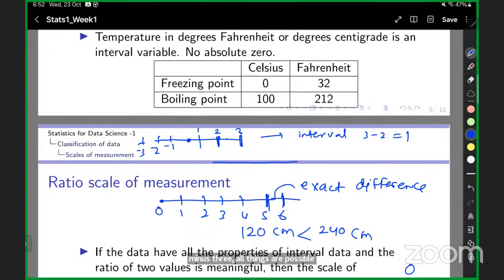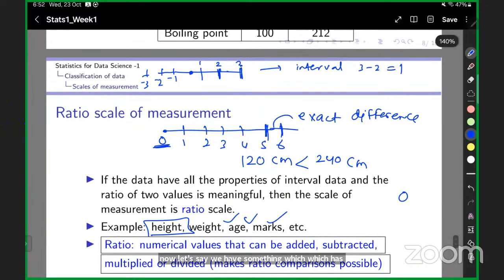But now let's say we have something which has zero in it, or starts from zero and goes above zero. Since we know there is no way it is going to be less than zero, we can take ratios now, and that's what makes it a ratio scale. And we can say A is twice of B. For example, height: if this is 120 centimeter and something is 240 centimeter, then we can say that 240 centimeter is twice of 120 centimeter. Okay.